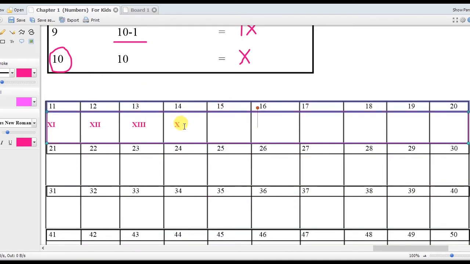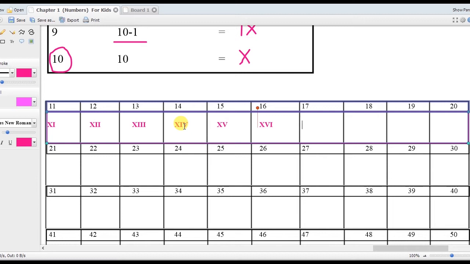So write it here, I and V. Then 15, so 10 plus 5 is 15. For 10 it is X, and for 5 it is V. For 16, 10 plus 6 is 16. For 10 I'm going to write X, and plus 6. For 6 the representation is VI, right?